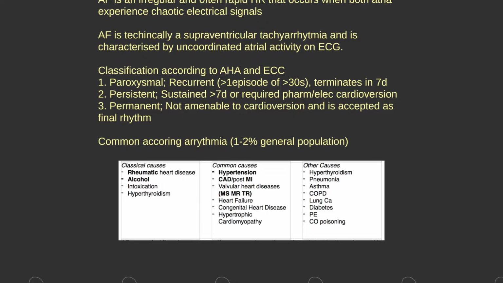There are multiple different common causes to this condition. The classical causes, which you'd usually find in old textbooks, would be rheumatic heart disease and alcohol and hyperthyroidism. But a lot of rheumatic heart disease is on the decline. Well, it's very, very uncommon right now in the UK. So it's not the first thing you'd want to say if your consultant or an examiner asks you, what are the conditions that cause AF? For those ones, you want to say something like hypertension, coronary artery disease, valvular heart disease, or heart failure. Other causes include hyperthyroidism, pneumonia, or some of the other respiratory causes like asthma or COPD, or lung cancer can also cause AF. So can diabetes and P.